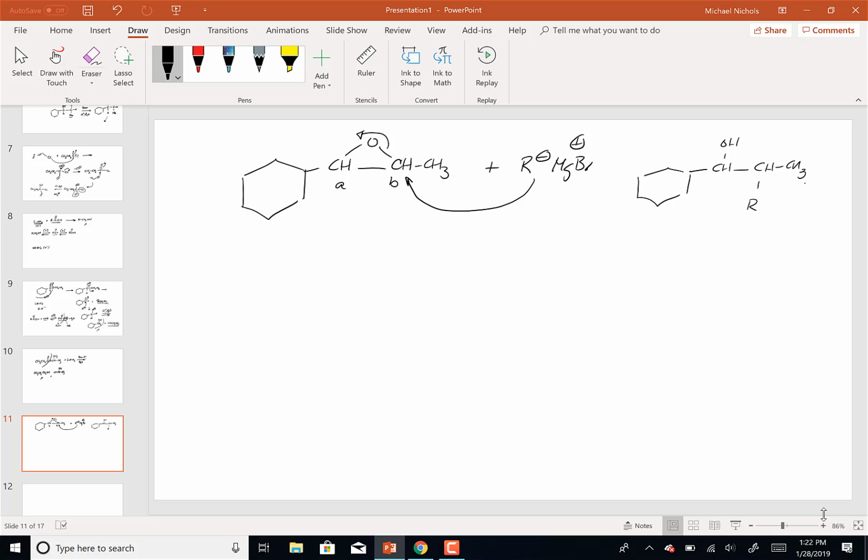But I have a question. So A, what kind of carbon is A? Primary, secondary, tertiary? Secondary. What kind of carbon's B? Secondary. They're both secondary. Wouldn't A be a tertiary? Because, why not? Oh no, never mind. All right.